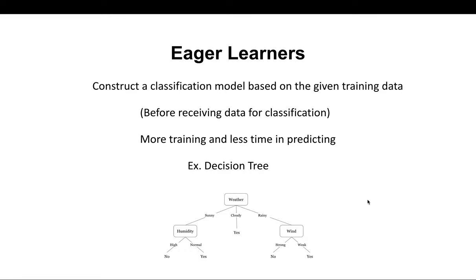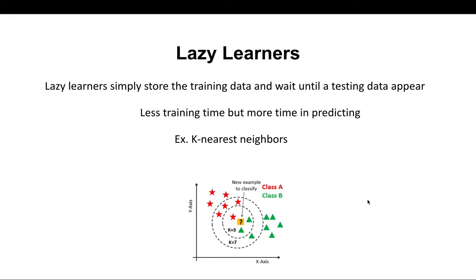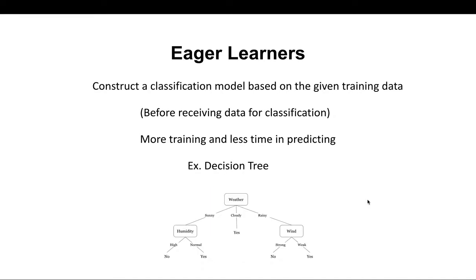Let's talk about eager learners. Eager learners are where we construct a classification model based on the given training data, and this is all before we receive data for classification. What does this mean? This means more training time and less time for predicting. Remember, going back to lazy learners, they have less training time but more time in predicting. And in this case, we have more time for training and less time in predicting.